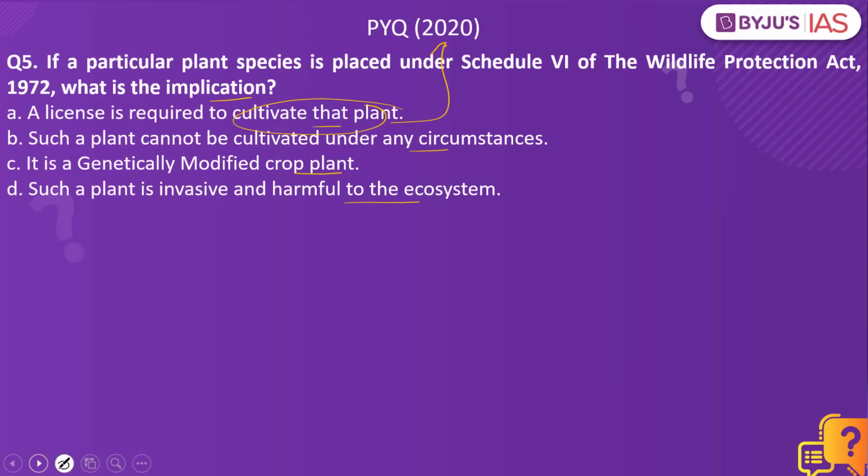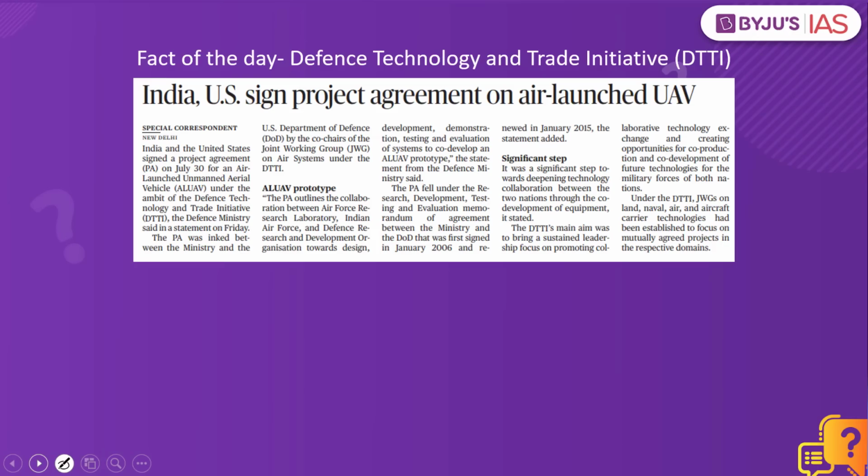Now let's look into the fact of the day. The fact of the day for today's discussion is the Defense Technology and Trade Initiative. What is this Defense Technology and Trade Initiative? As the very name denotes, this is a defense technology agreement between India and the United States of America. How does this work? Let's take an example. India imports a lot of defense equipment. It can be from the United States of America, it can be from Russia, it can be from France, it can be from Israel as well.